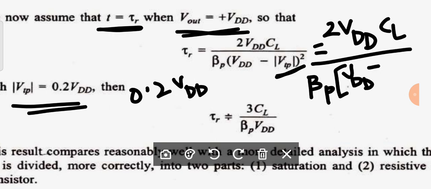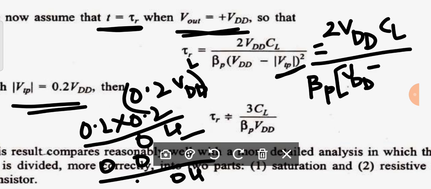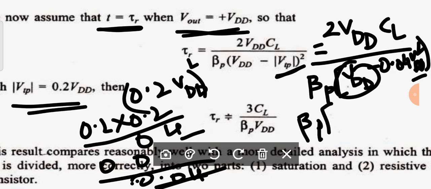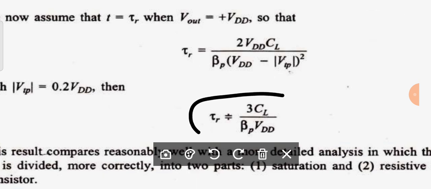0.2 VDD. Then after substituting this square, 0.2 VDD, you may get 0.2 into 0.2. Then what is the value of that? 2 2's are 4, then 0.04 VDD square. Are you clear? After taking this VDD, it becomes what? Beta P into (1 minus 0.04). I hope that is clear. The numerator won't change. Then approximately after doing this calculation, the rise time will be 3 into CL divided by beta P into VDD.